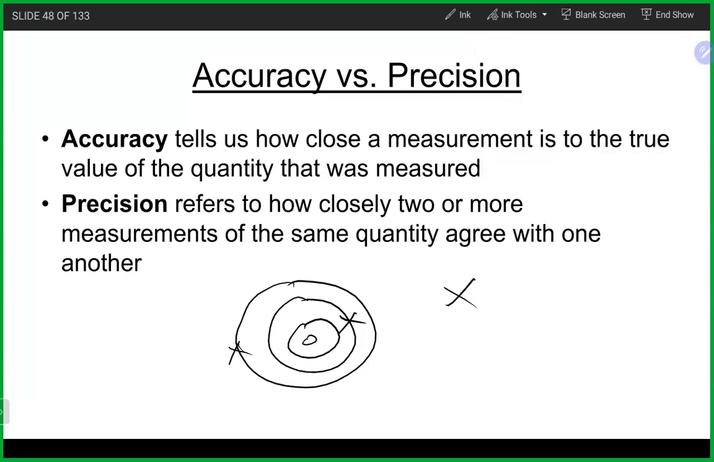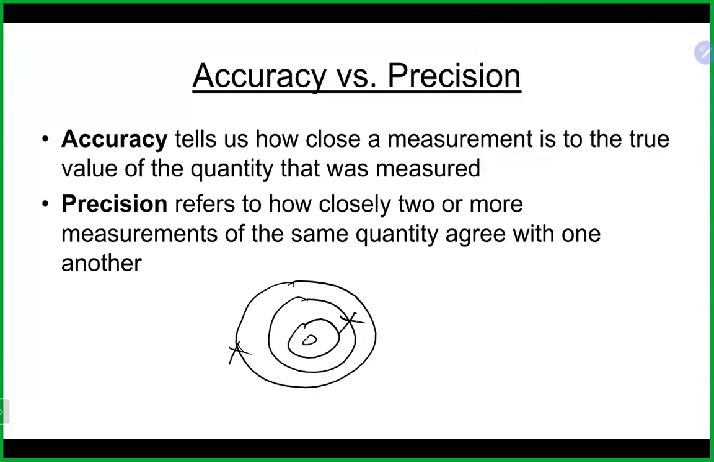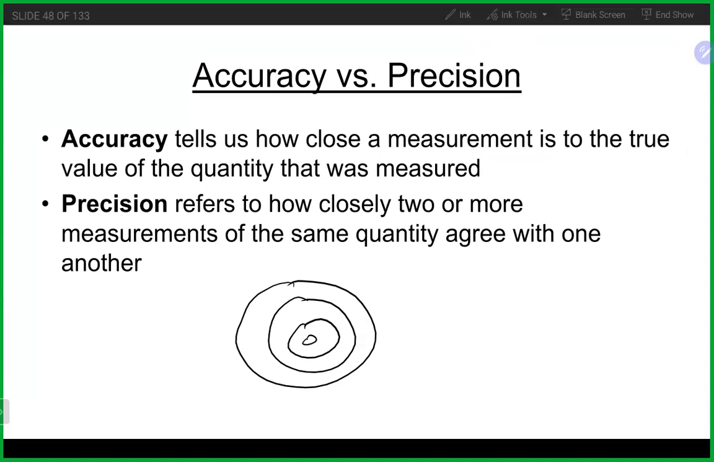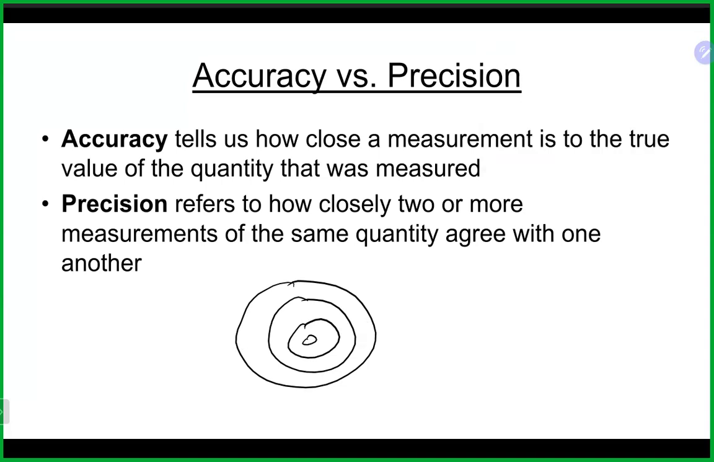So, I pick up my darts and go double or nothing. We'll give it a go and see what happens. And I take my darts and I throw them and I go boom, boom, boom. Am I precise? I am precise. They all hit pretty much the same spot, right? Am I accurate? I'm not. I'm precisely not accurate, right?